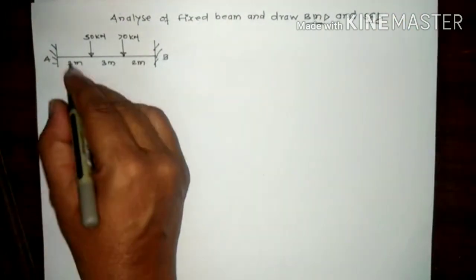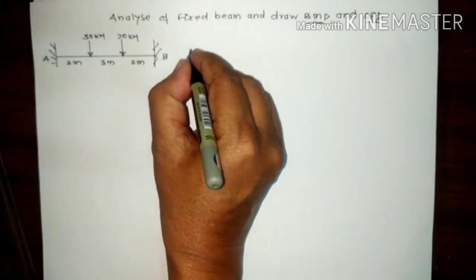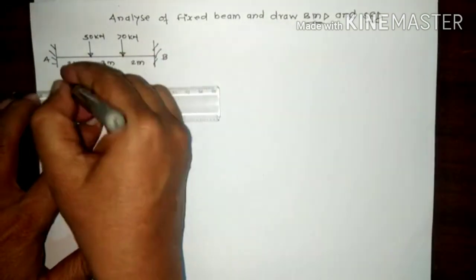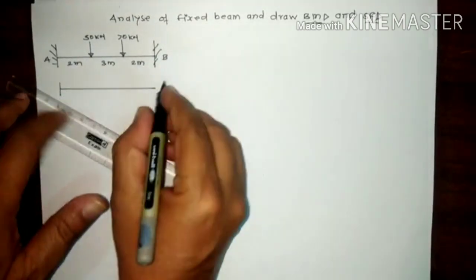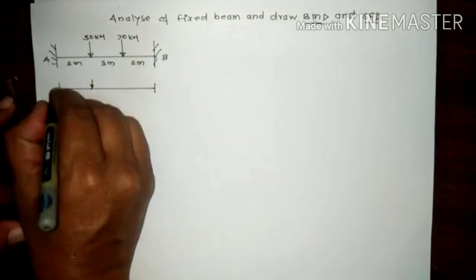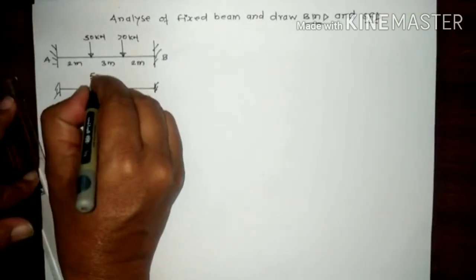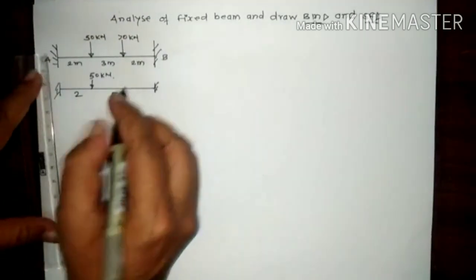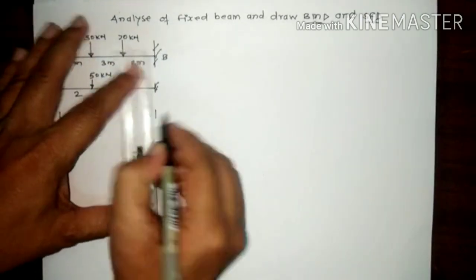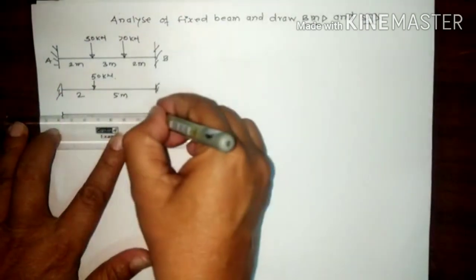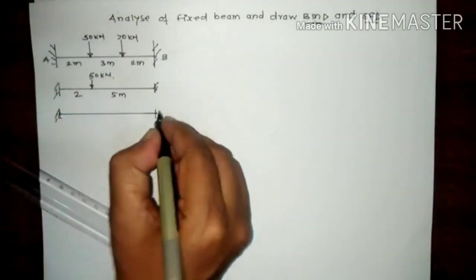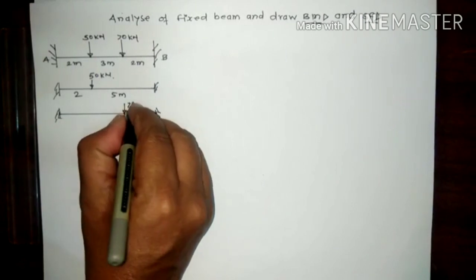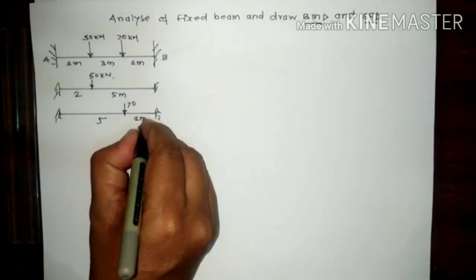The first step is to calculate the fixed end moments. Suppose we consider this load separately: at the initial stage, 50 kN, this becomes 2 meter and this becomes 5 meter. And consider this other load as another beam separately. This is easy to understand. This is the next beam, again the 5 meter and the 2 meter.